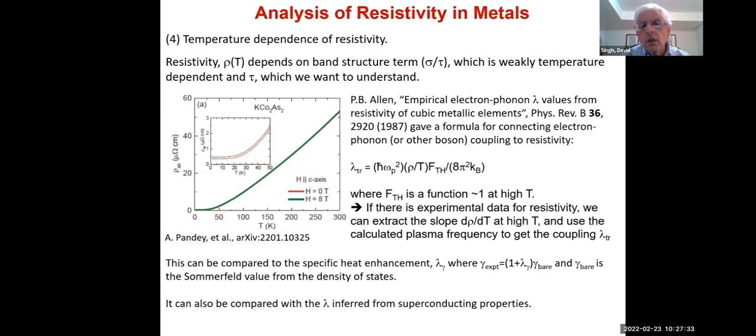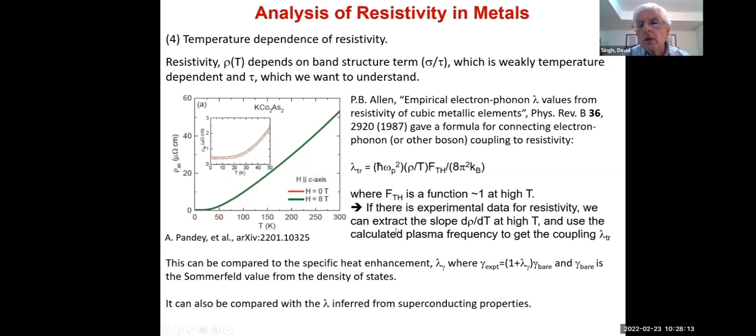Lambda transport is h bar omega p squared rho over T times some function, and that function is about 1 at high temperature. It's approximately 1, divided by some other fundamental constants. And so if you know omega p squared, I showed you how to get that from sigma over tau, and you know the resistivity over temperature. This could be the slope of the resistivity. So here you could put d rho dT for rho over T. Then you could extract the value of lambda transport.